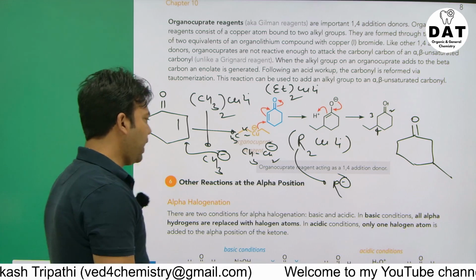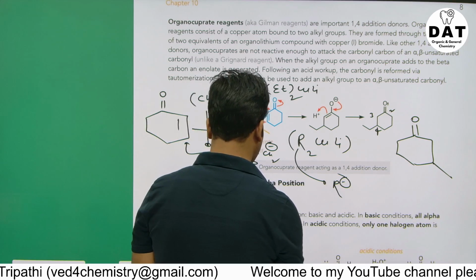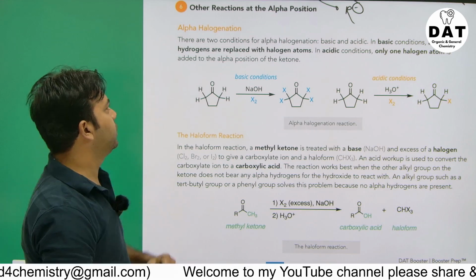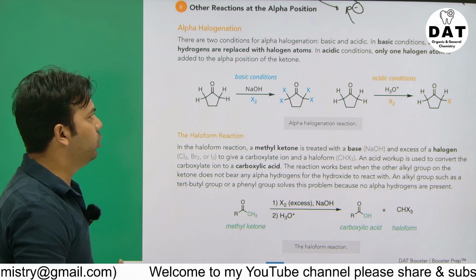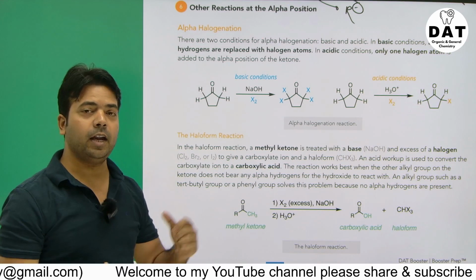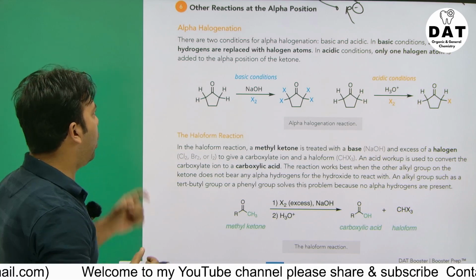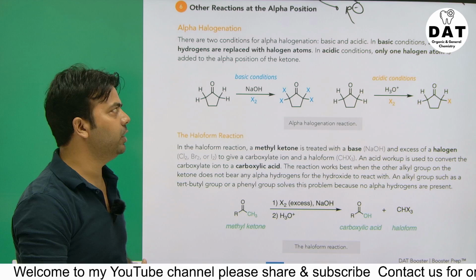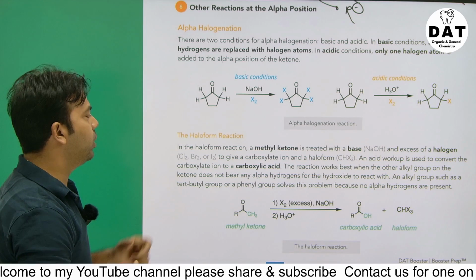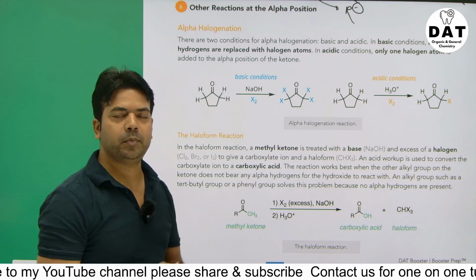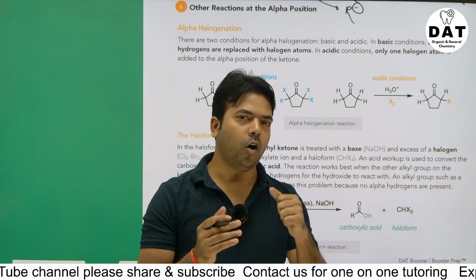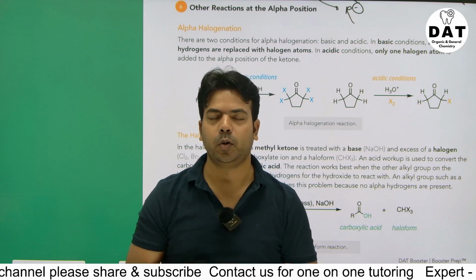Other reactions at the alpha position. Alpha halogenation, there are two conditions for alpha halogenation. One is basic and another one is acidic. All alpha hydrogens are replaced with halogen atoms in the basic condition, because base loves protons and all the alpha H are acidic protons.